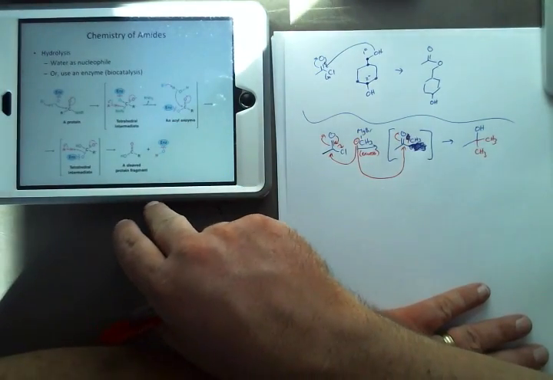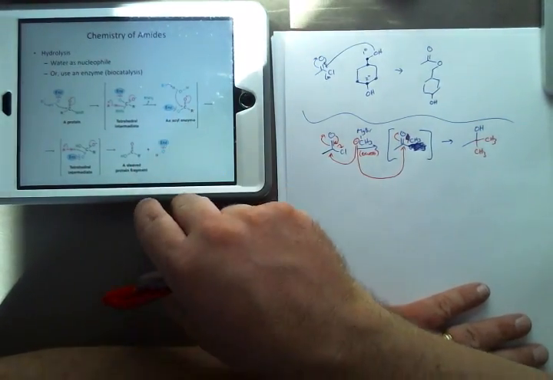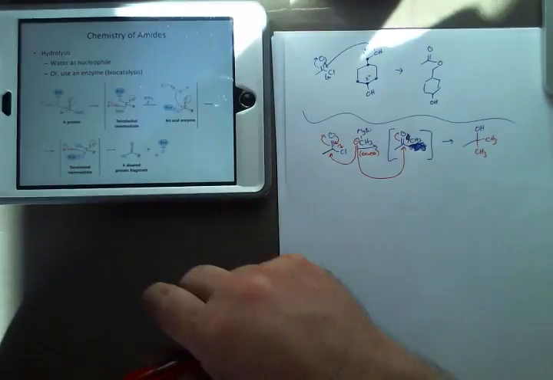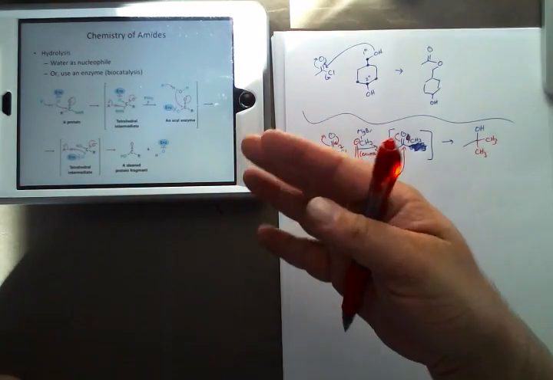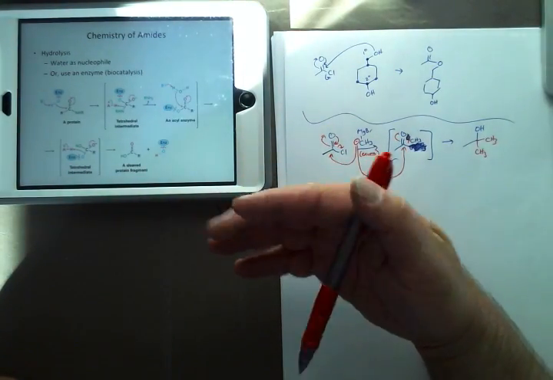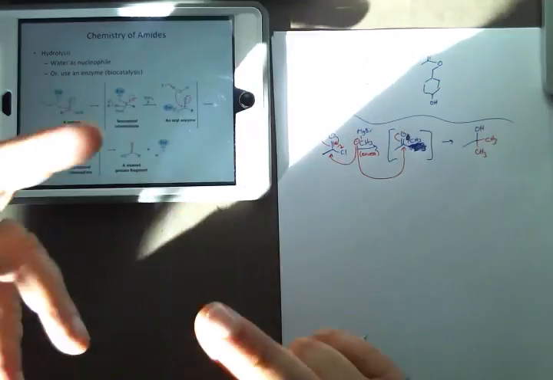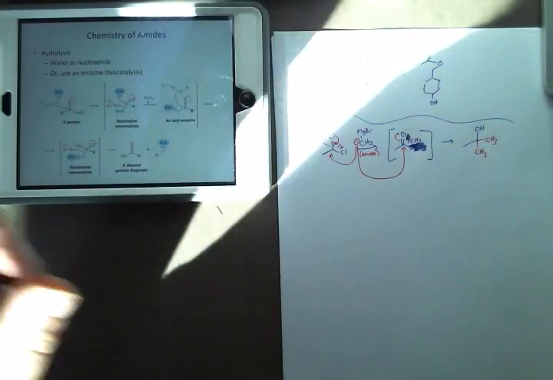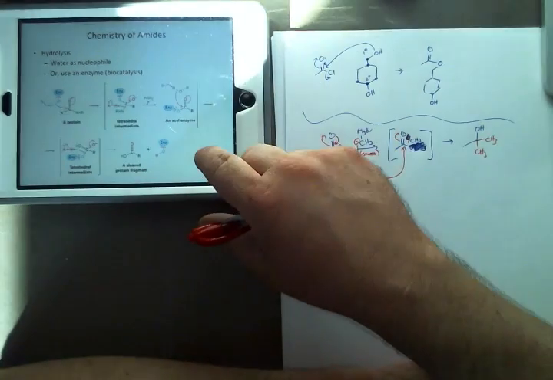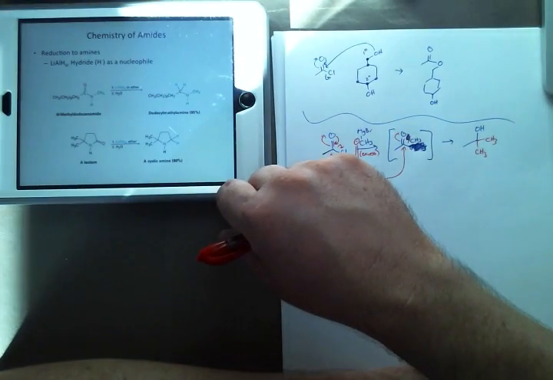You can also use an enzyme. This is actually a preferred way of doing it. Proteases break down proteins. They do that by breaking this amide bond, and they have aligned charges and stabilization such that you can actually break the bond. So those worked out pretty well.